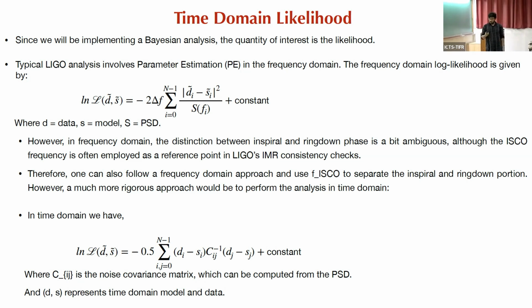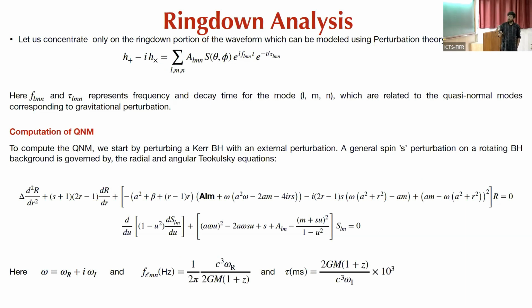That's the only reason. So let's start with the ringdown part. The ringdown part is basically given by a damped sinusoid. If you start with, let's say, a Kerr black hole, and you perturb it with some spin-s perturbation, then this is what the perturbation equation will look like. You can separate the radial and angular parts, where A_lm is the separation constant and omega is a complex number called the quasi-normal frequency. And you can solve these two equations by imposing the so-called black hole boundary conditions, which is basically a purely ingoing wave at the horizon and an outgoing wave at infinity.